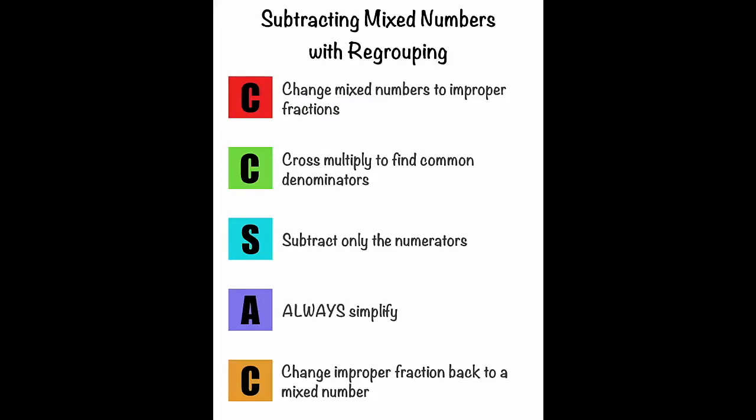Well, what we've done here is really procedural. We've changed the mixed numbers into improper fractions. We cross-multiply to find a common denominator. We subtract only the numerators. We always simplify, and then we change our improper fraction back to a mixed number. All of these are rules. Let's take a look and see what this could look like in a 5th grade classroom.